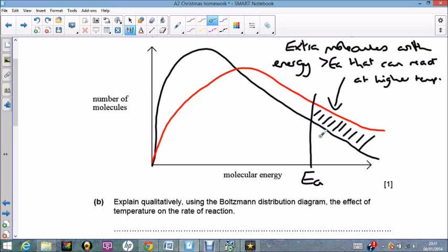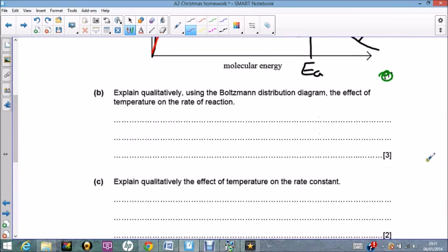So once more through the marks. First mark is this one for my original curve. In part B, 1 for my higher temperature curve, 1 for the fact that EA stays the same throughout, and 1 for this labelling of these extra molecules that can react. That's the 3 there.